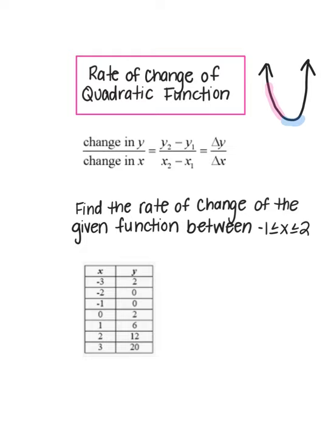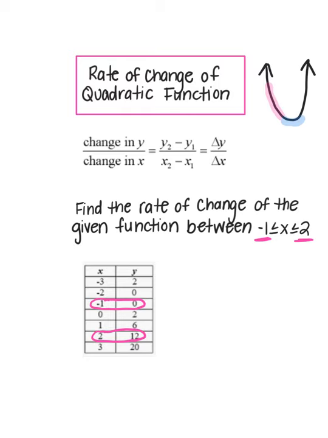So if we're looking at finding the interval for the rate of change in this given table, it says find the rate of change between -1 and 2. So we're going to be looking at the x values between -1, so here's -1, and the x values of 2.